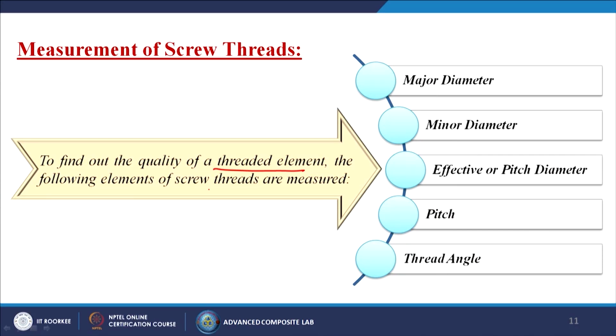Now, we have discussed the different types of threads, but how to measure the maximum diameter, minimum diameter, pitch, angle, radius, everything? So, what kind of techniques should we generally adopt? There are some techniques to measure the quality of the threaded element. The following elements of screw threads are measured: major diameter, minor diameter, effective or pitch diameter, pitch, and thread angle. So, these all are the parameters.